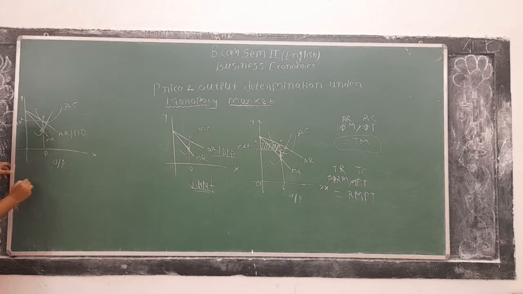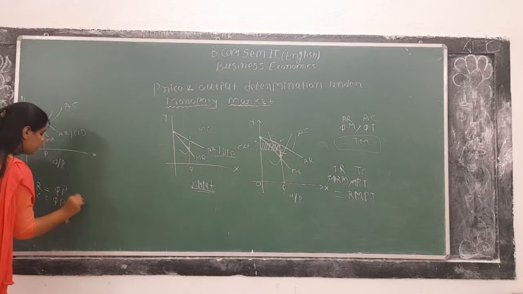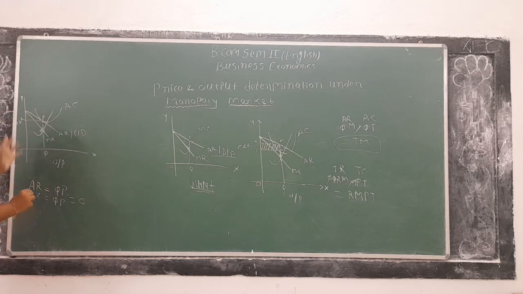I will tell you how. See, here, what is the average revenue? QP is the average revenue. Okay. What is the average cost? QP is the average cost. So if you subtract QP from QP, you are going to get 0. So here it is the normal profit.